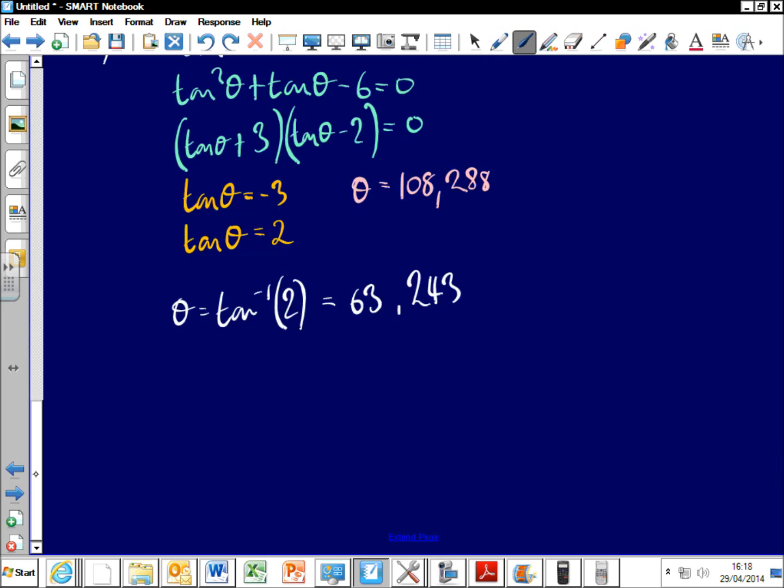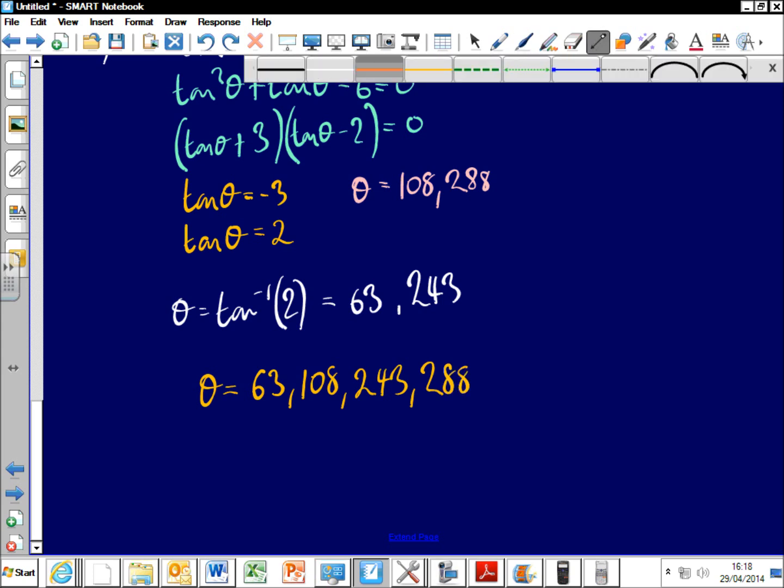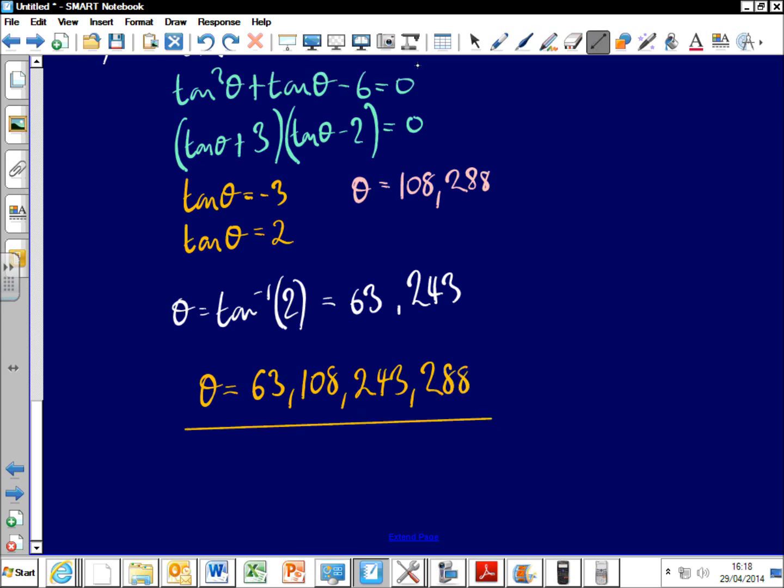Okay, so the values of theta that satisfy that quadratic then are 63, 108, 243, and 288. So there's 4 solutions, 2 from the one factor and 2 from the other.